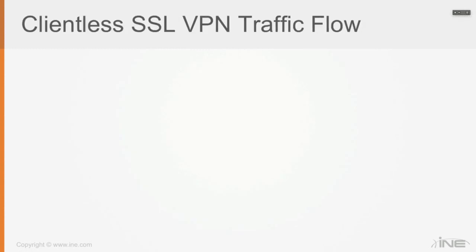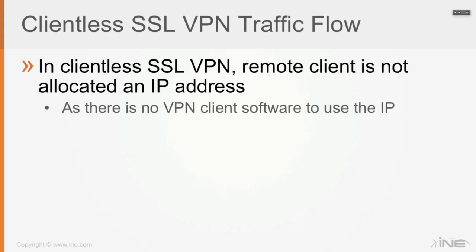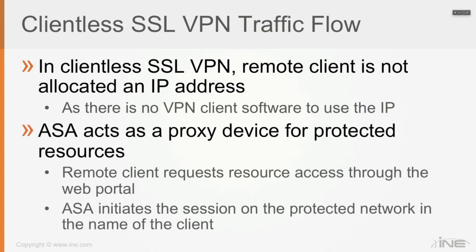Now, the traffic flow, let's speak about the proxying nature of clientless SSL VPNs. Because in clientless SSL VPNs, the remote access client does not get assigned an IP address because it doesn't have a VPN client installed to use that address. Then for that reason, from the traffic flow point of view, the ASA is going to act as a proxy device for protected resources. So what's going to happen? The remote client is going to click in the portal to access some resources, but then on the protected side of the network, ASA is going to initiate the traffic in the name of the user, so it's going to do proxy in the name of the user or the client.